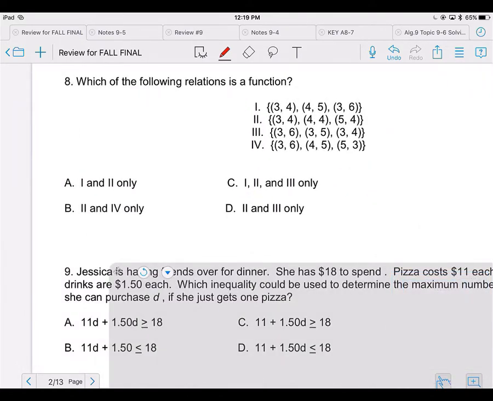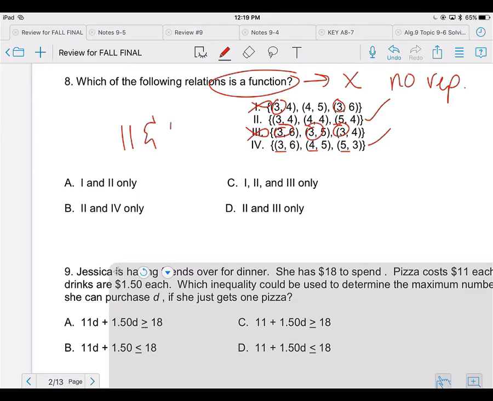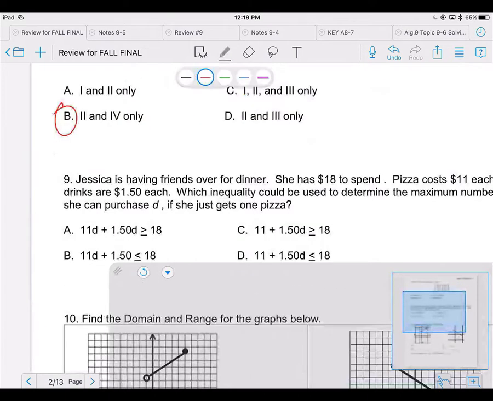Problem 8 asks us which of these is a function. So in order to determine which of these are functions, we will look at x's. In order for it to be a function, it means x does not repeat. Problem 1 has x's that repeat. Problem 2 is good. Problem 3 has x's that repeat. Problem 4 is good. So we're looking for 2 and 4, which is option B.